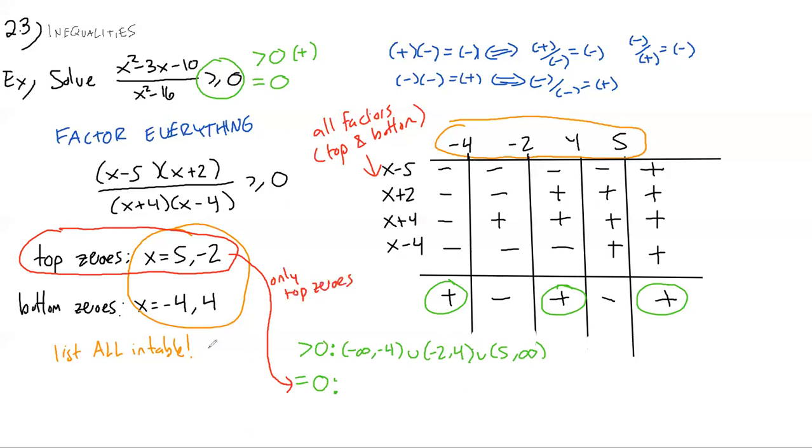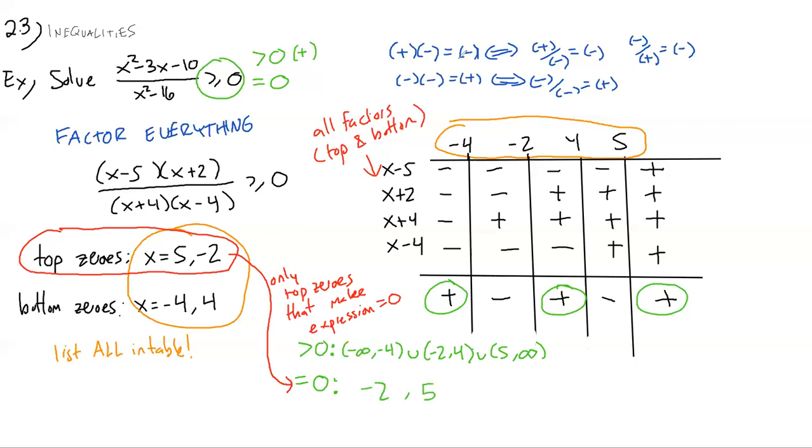And the reason is the bottom zeros. If I plug in 4 to this expression on the left, I don't get 0, I get undefined. If I plug in negative 4, I get undefined. So it's only the top zeros that make the expression equal to 0. And so that's only 5 and negative 2.